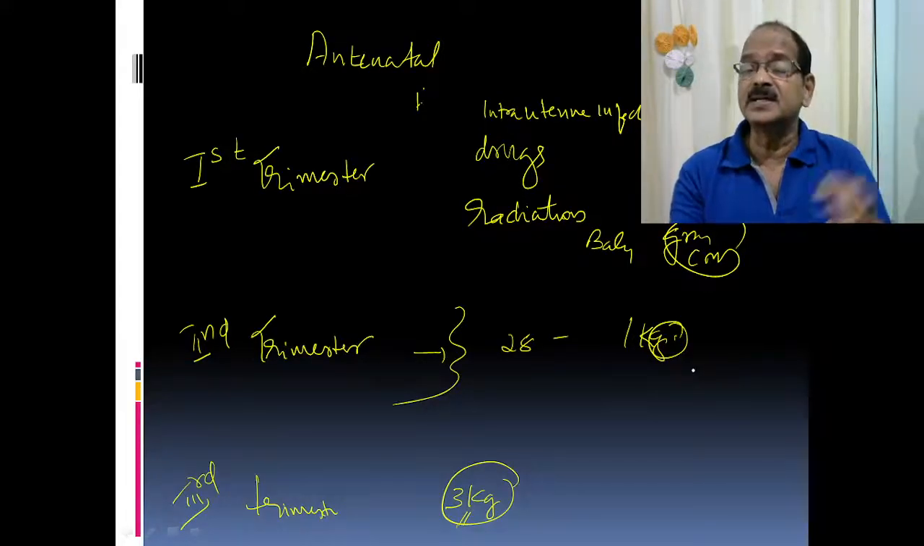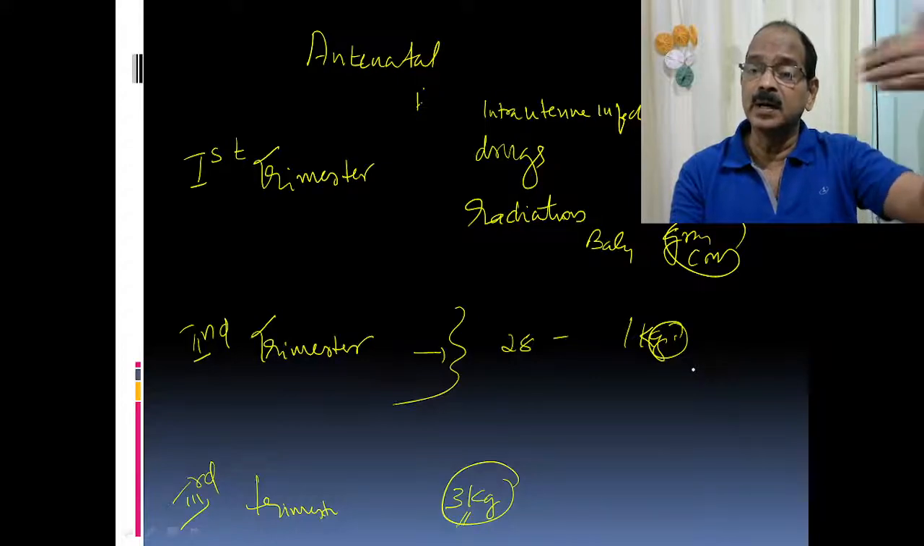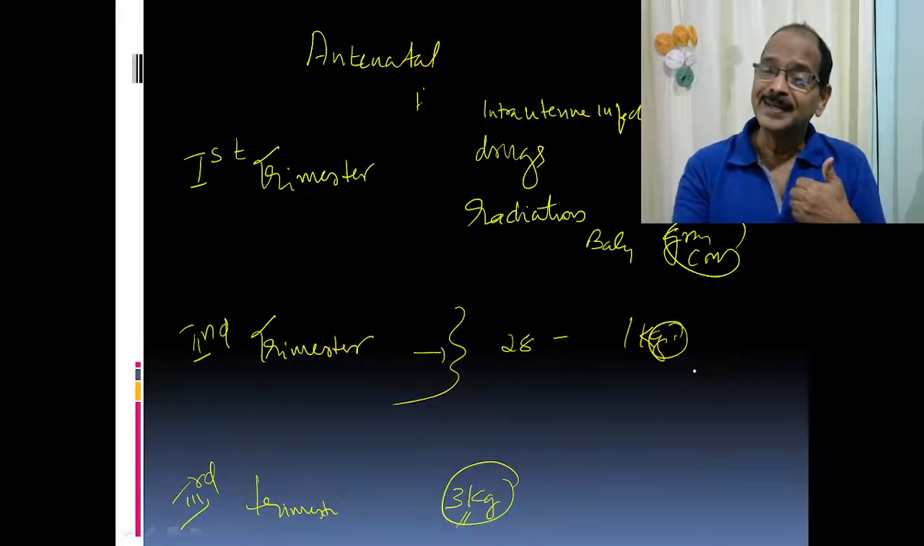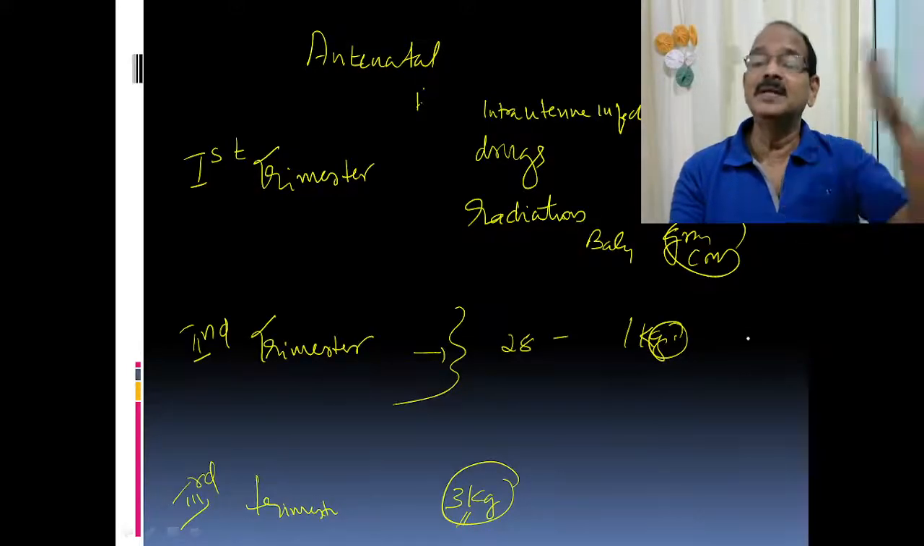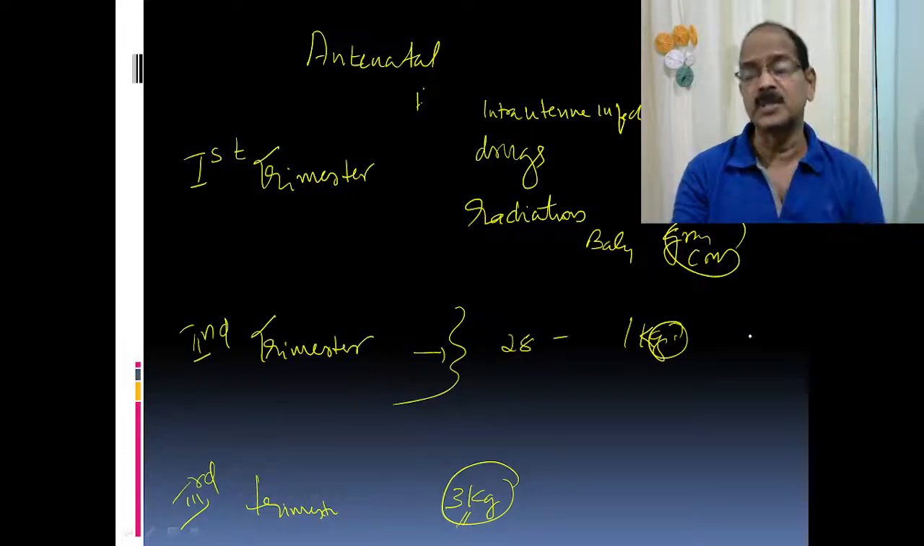Baseline investigations like the blood grouping, hemoglobin, VDRL, hepatitis B, those tests need to be done. Urine albumin needs to be checked. Maybe the blood sugar, other baseline investigations also need to be done. All these are our responsibilities on day 1.